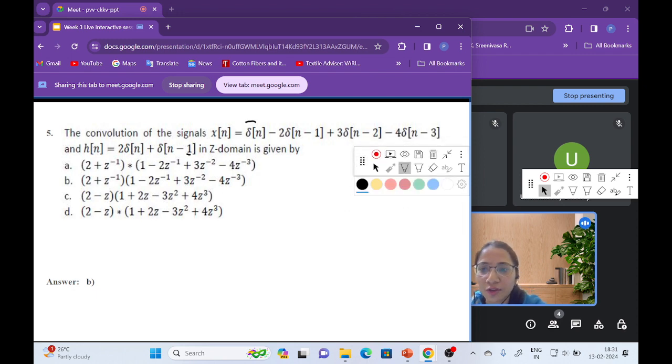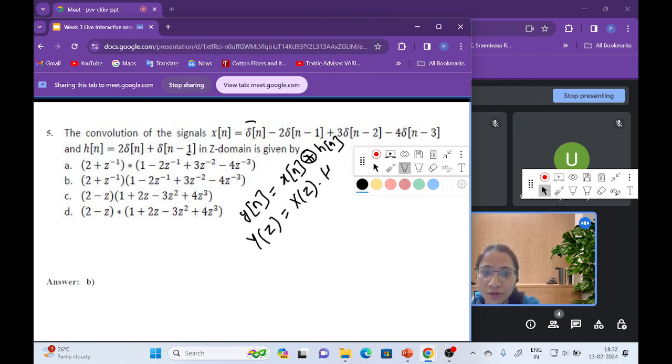As we know, convolution of the two signals in the time domain is represented by y of n equal to x of n convolved with h of n. And from the properties of the Z transform, in the Z domain, convolution of two signals is represented by multiplication of the two signals, x of z into h of z. So first we need to find the Z transform of these two signals, then multiply them. Okay.